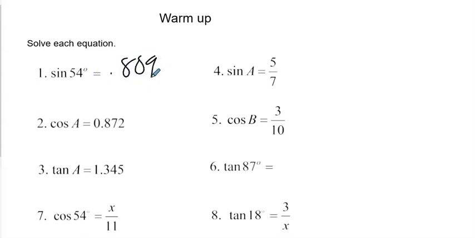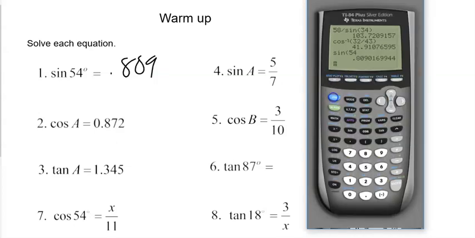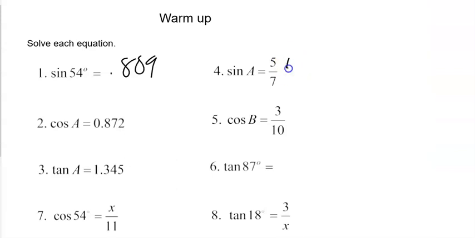Okay? If you don't know the angle, like number 4, then you're going to do the inverse. You're going to hit second sine, and just type in 5 divided by 7. You're good to go. And then round, and that's really close because it's pretty close to a 45-degree angle, but it's 45.5, so you technically round to 46 degrees. A little bit over 45.5. All right?